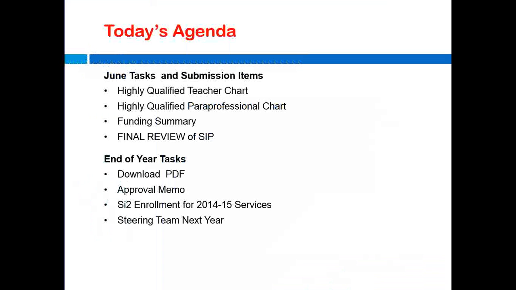Looking at today's agenda, we will be looking at the June task and submission items, which include the highly qualified teacher chart, the highly qualified paraprofessional chart, the funding summary, and the final review of the SIP. We'll also look at the end-of-year tasks, which include download of the PDF, approval memo, the SI2 enrollment for the 2014-15 services, and the steering team for next year.